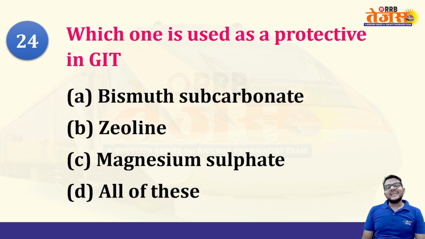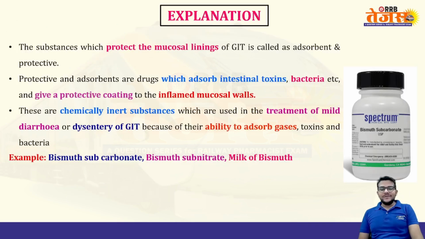Next question, which one is used as a protective in GIT? So protective in GIT means bismuth subcarbonate. Bismuth subcarbonate is a substance that can protect your mucosal lining of the GIT from any type of toxin, bacteria, virus, or acid as well. Other examples include bismuth subnitrate and milk of bismuth.